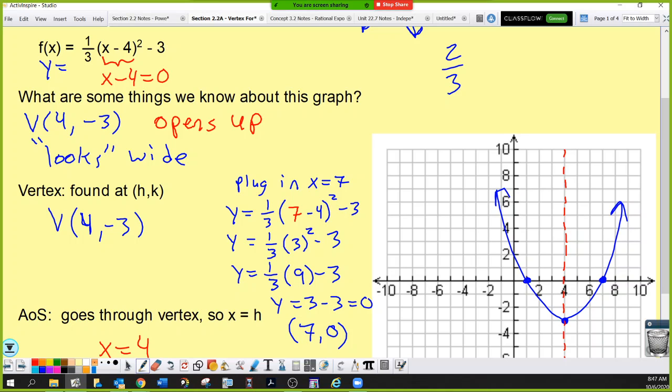Well, when we said here that it looks wide, we said that because 1/3 makes it short, right? So let's say there hadn't been a fraction. Let's just say it was the number 2 on the front. If a fraction made it look short, then the 2 would have made it look tall, correct?